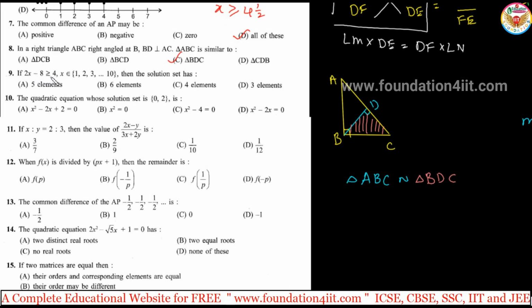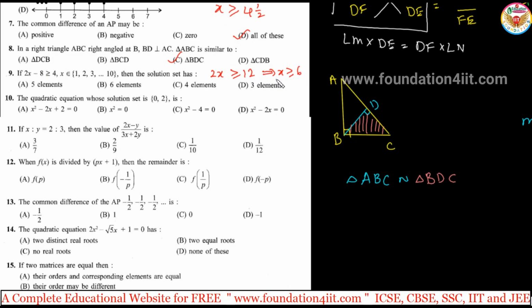2x minus 8 is greater than or equal to 4. Then the solution set: from this, 2x is greater than or equal to 4 plus 8, so it's 12. From this, x is greater than or equal to 6. So 6, 7, 8, 9, 10, total 5 elements. So A.